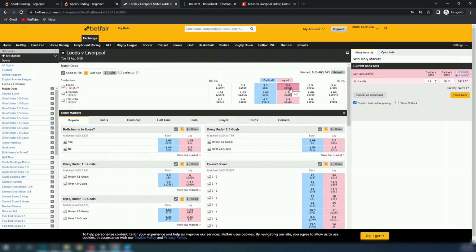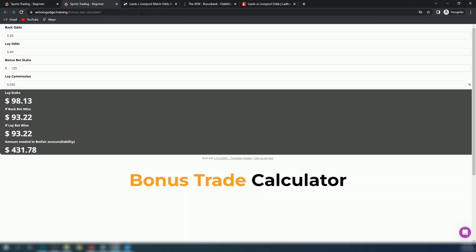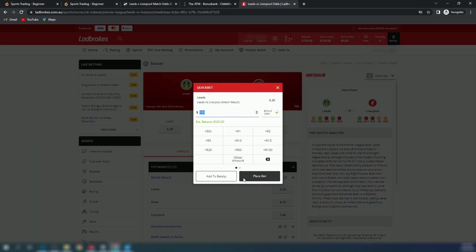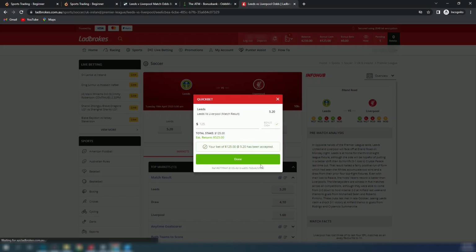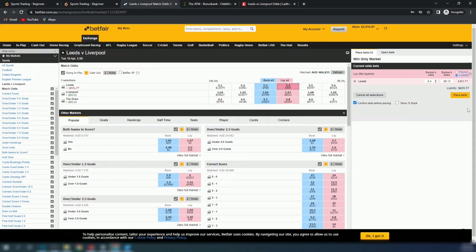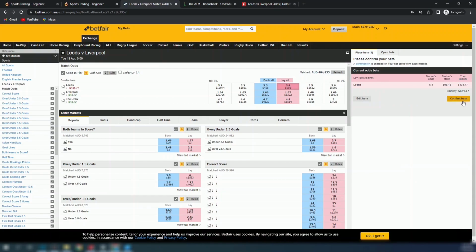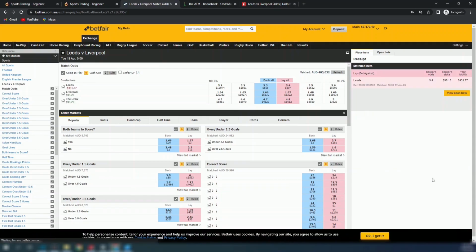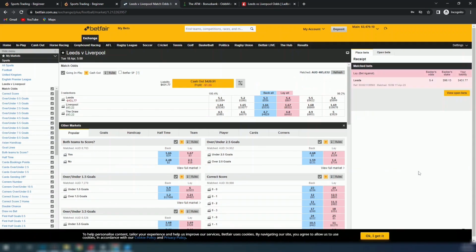Now that we've checked all of that and we see that everything matches up, we can go ahead and start by placing our bookmaker bet first. Make sure you get a green tick and a receipt there to tell you that the bet has been accepted. And then we'll head over to Betfair, place bet, confirm bet. Again, we'll make sure that the entirety of our lay bet there is listed under matched bets.